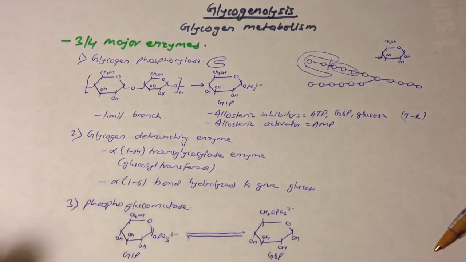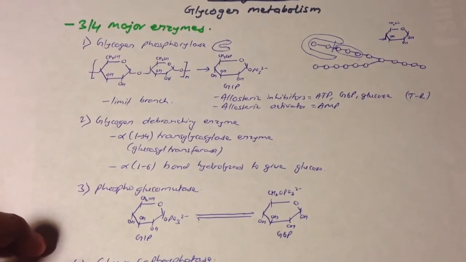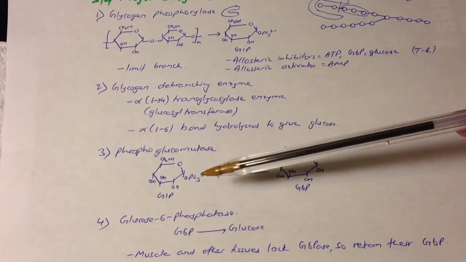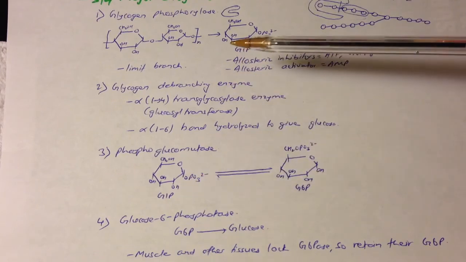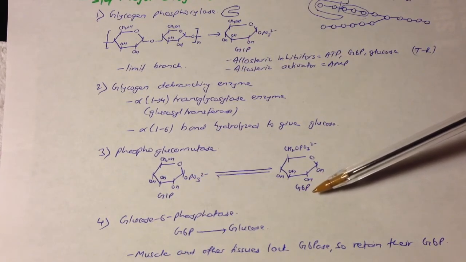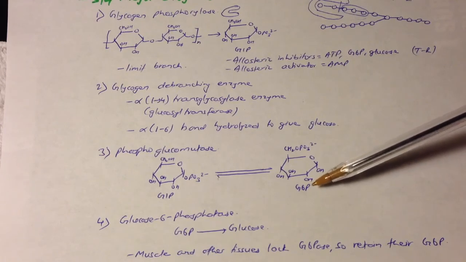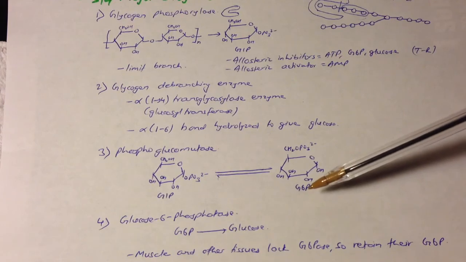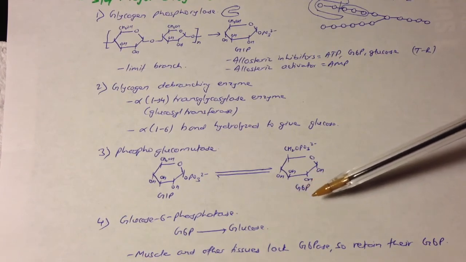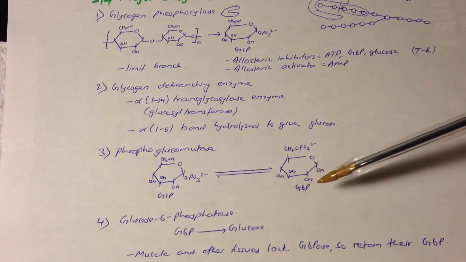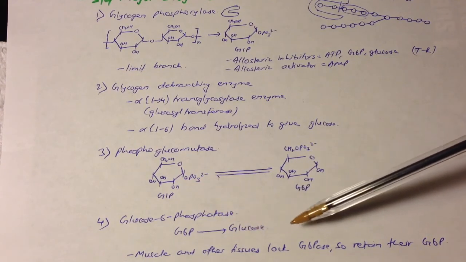And our third and fourth enzymes are pretty simple. The third enzyme, phosphoglucomutase, converts glucose 1-phosphate made by glycogen phosphorylase enzyme into glucose 6-phosphate. That's what it does. And the last enzyme is glucose 6-phosphatase. Glucose 6-phosphate cannot exit the cell by itself, so glucose 6-phosphatase converts glucose 6-phosphate into glucose.